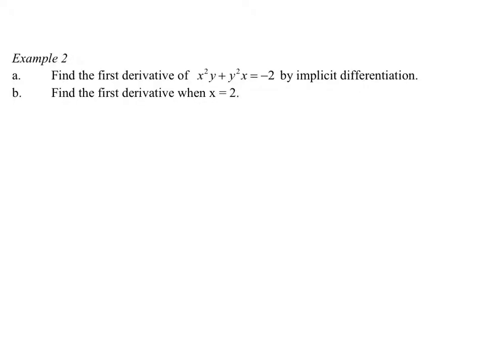All right, so find the first derivative of this by implicit differentiation. The direction of by implicit differentiation is really just telling us don't try to solve it for y in terms of x first before taking the derivative.